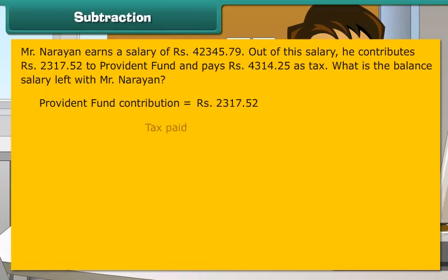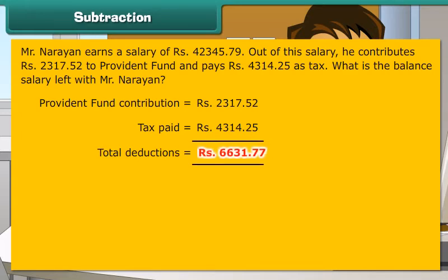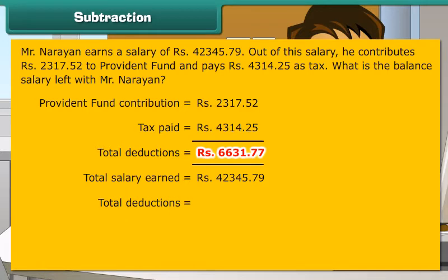Provident Fund contribution is rupees 2,317.52. Tax paid is 4,314.25. We add the two to get the total deductions as rupees 6,631.77. Total salary earned is rupees 42,345.79.